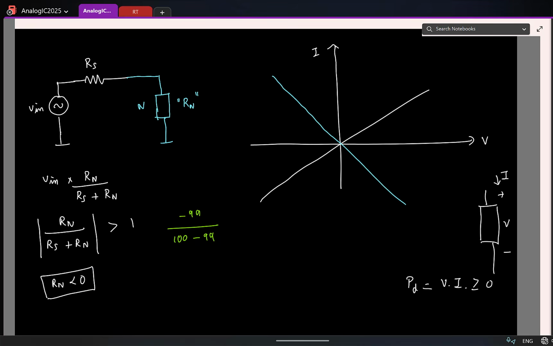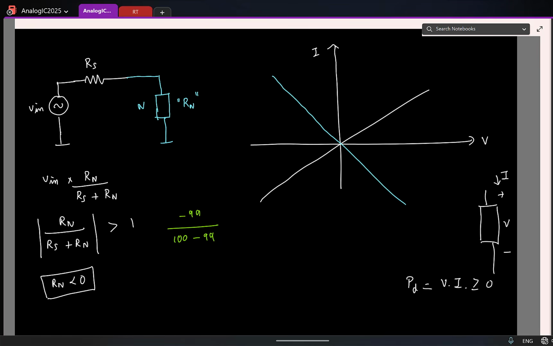I know that in practice all devices are passive, which means V times I is always greater than 0. So in which quadrants the IV characteristic of devices should lie? So it should be second and fourth. I mean, is it clear? Maybe I'm convolving it so much, right?